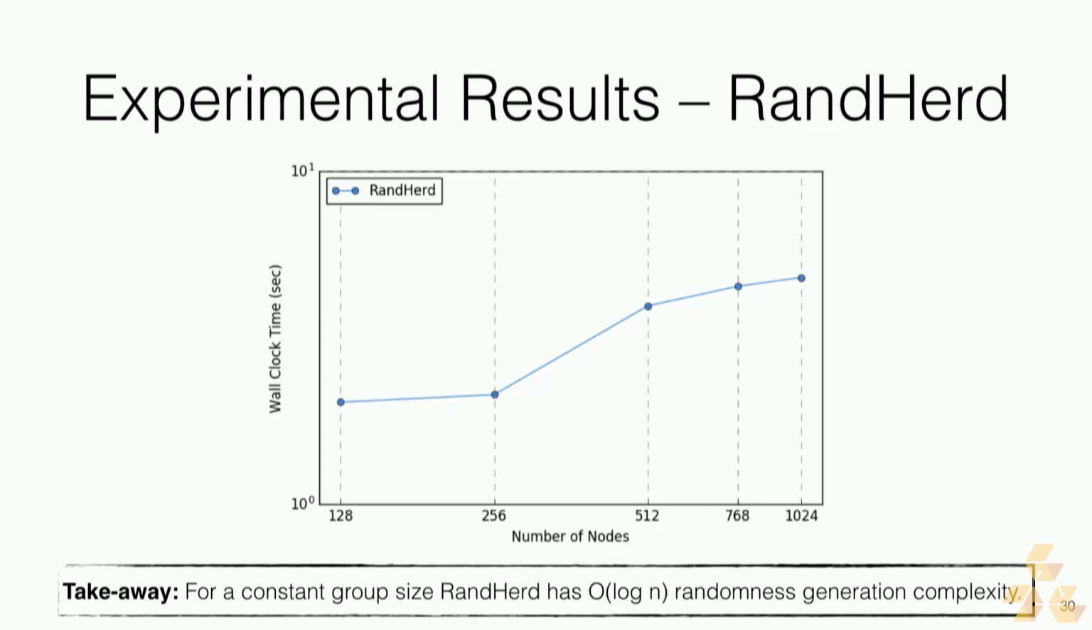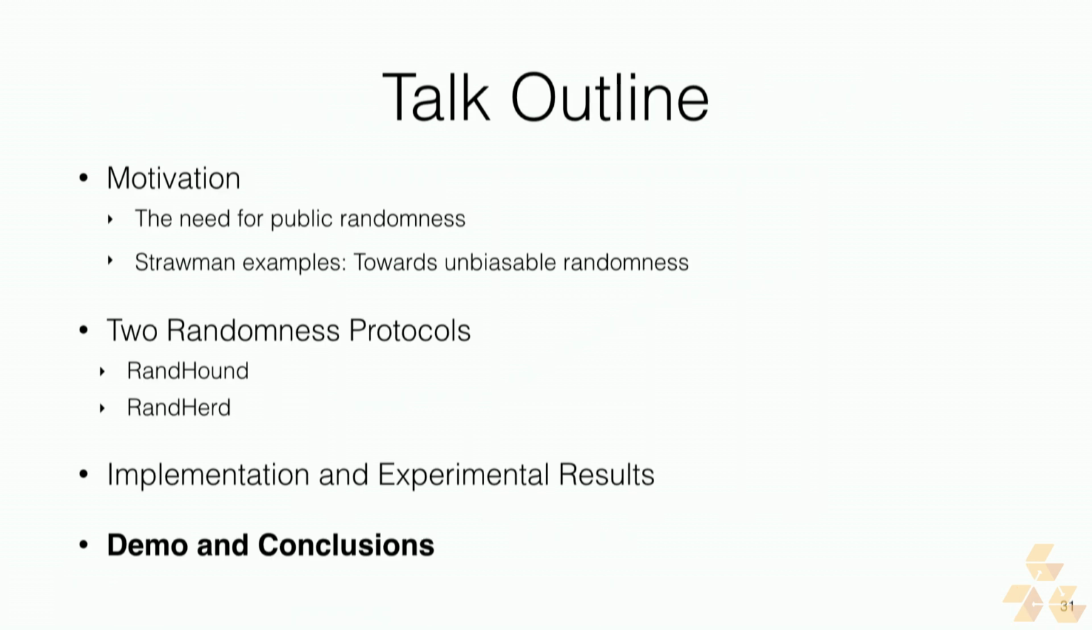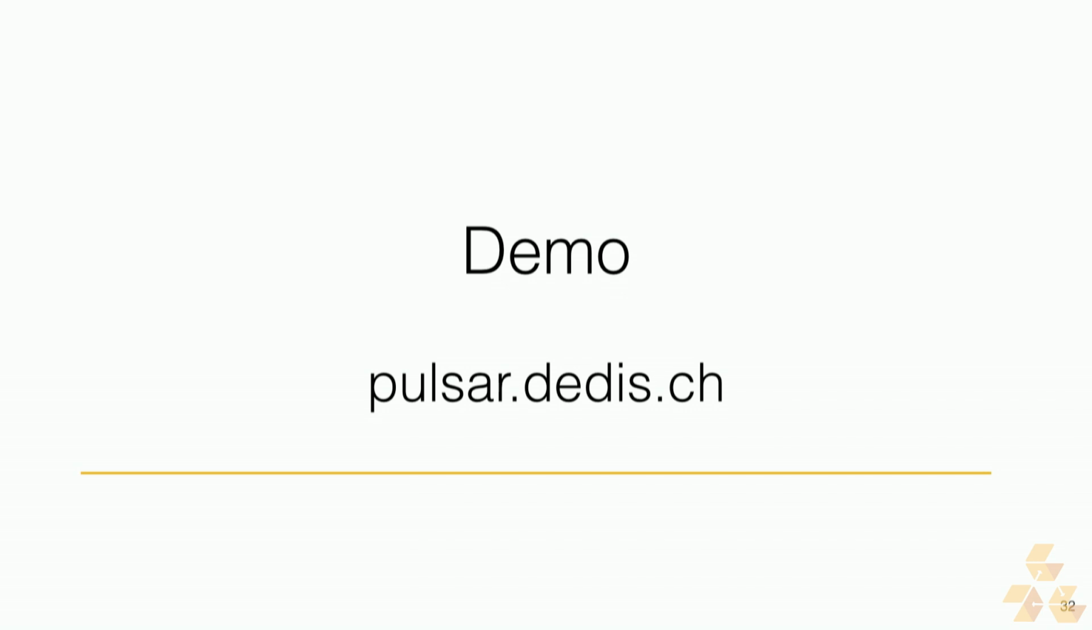So here you can see this trade-off that we are making. We have first an expensive setup, but afterwards we can very efficiently generate randomness at very frequent intervals. And this graph shows the logarithmic complexity for randomness generation in RandHerd, also given a constant group size.